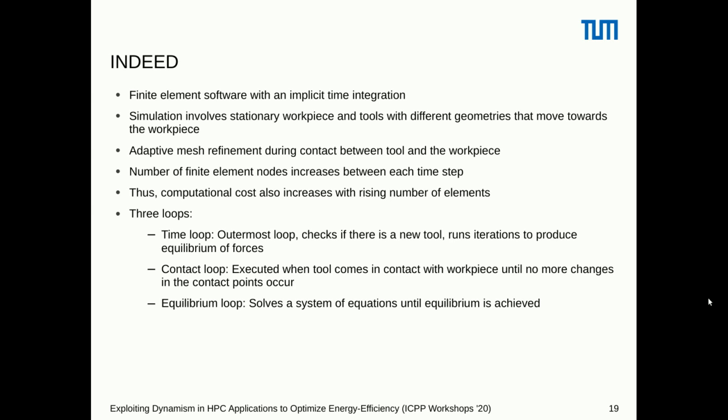Indeed, simulation involves a stationary workpiece and a number of tools with different geometries that move towards this workpiece. When there is a contact between the tool and the workpiece, adaptive mesh refinement is performed, where the number of finite element nodes increases between time steps. This also means that the computation cost increases with the rising number of elements. The simulation in Indeed consists of 3 loops: the time loop, contact loop, and equilibrium loop. But each iteration of the contact loop executes the innermost loop, which is the equilibrium loop.